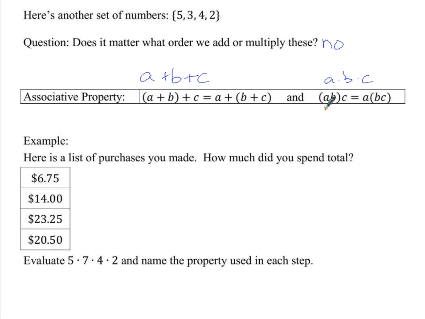If it's asking you what property we're using, and you see parentheses and a bunch of terms, and it's all addition or all multiplication, and across the equal sign you have the numbers in the same order, the parentheses are what's moved, that is the associative property. All right, so how we use this is if we have a list of things that we're trying to add together or multiply together, you try to add or multiply in ways that make easy numbers.